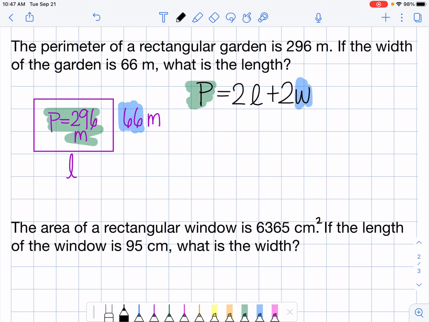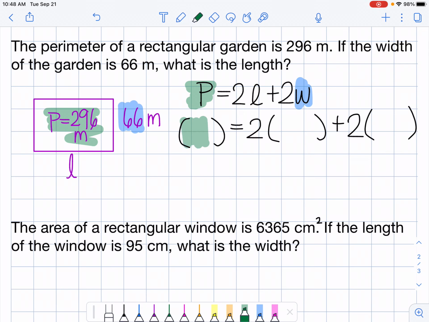I'm going to make what I call a skeleton. 2 times blank plus 2 times blank. In those blanks I have to write what I know or what I'm trying to find. So here I have my green. Here I have my blue. And I don't know what my L is, so I'm going to leave this as an L because that's what I'm trying to find.